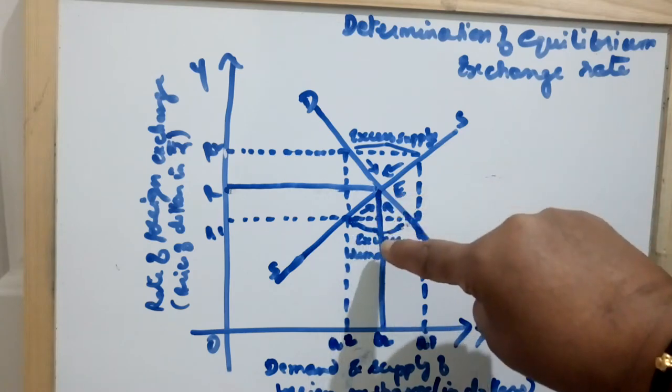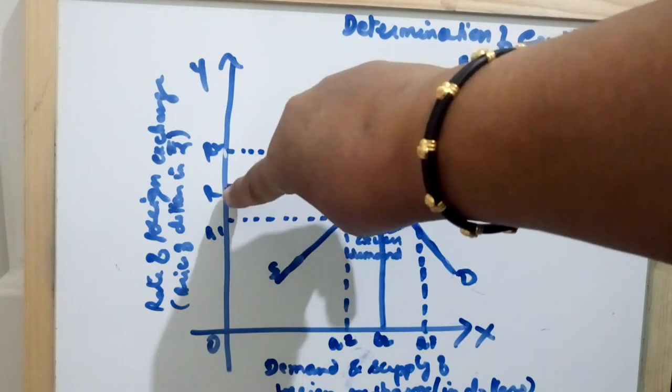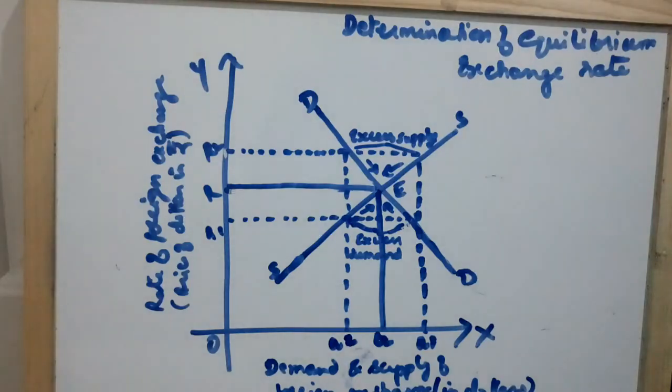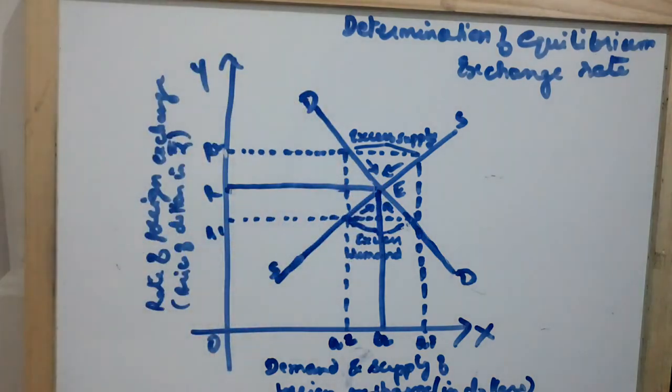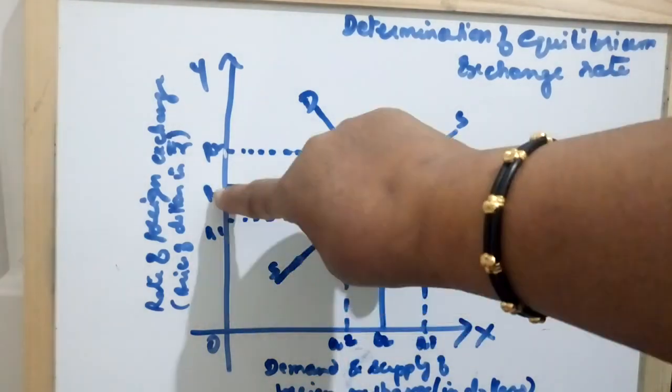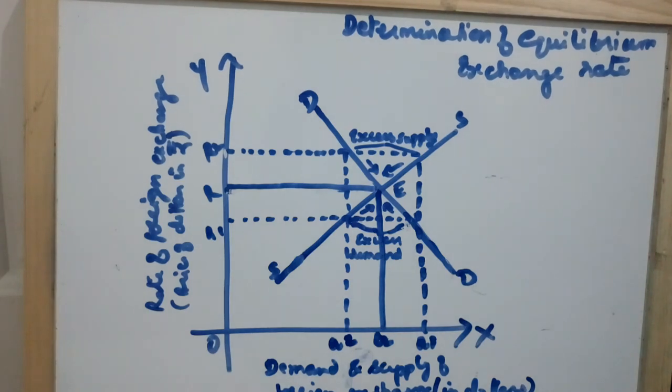So this will push up the exchange rate till it reaches OR, because that is the equilibrium level. So when it comes down, you find it pushes the rate of foreign exchange upwards. So this is how the changes take place in foreign exchange rate.